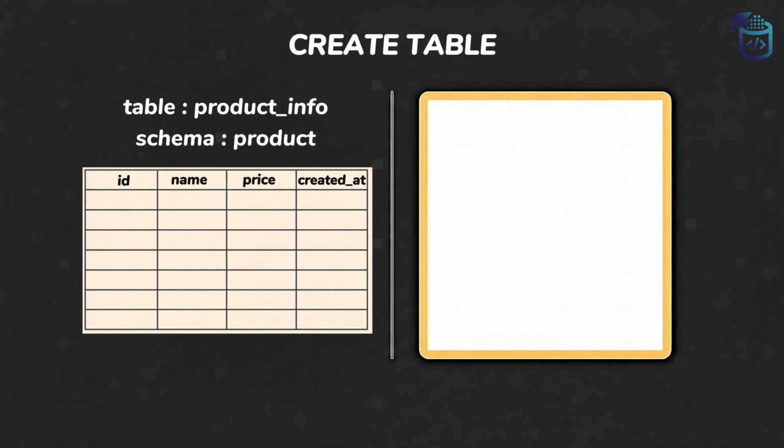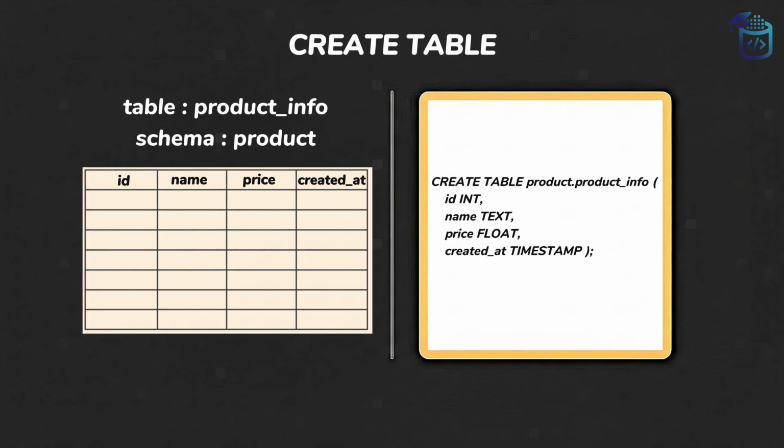Each column is tied to one of the data types we learned earlier. The syntax for table creation is create table product.productinfo open brackets ID space int comma name space text comma price space float comma created at space timestamp, and the bracket is closed and end with a semicolon. This is how we create a table with columns and data types in PostgreSQL. So now we have created a table. The next step is to insert data into a table.